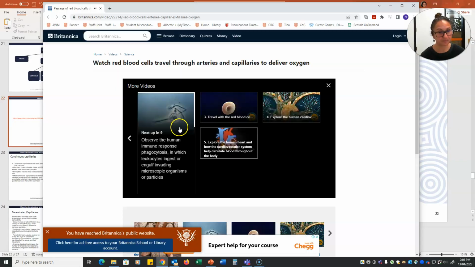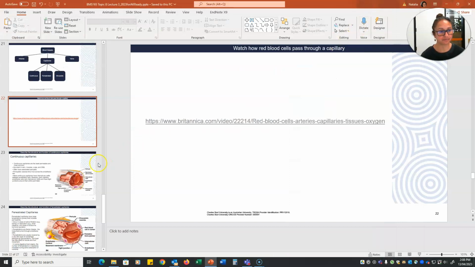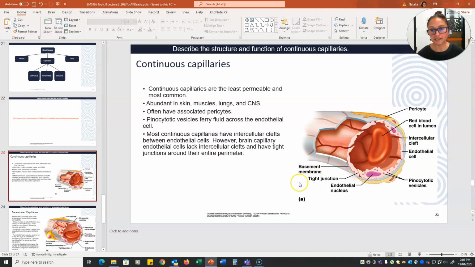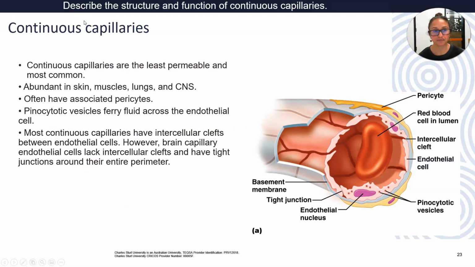So the capillary is very important because that's where all the action happens. Okay, so let's have a look at the 3 different kinds of capillaries, and each kind of capillary has a different job to do. So this is the first type of capillary, and capillaries differ with regards to their permeability. So this one is the least permeable, which means that we can't really get a lot of things through it.